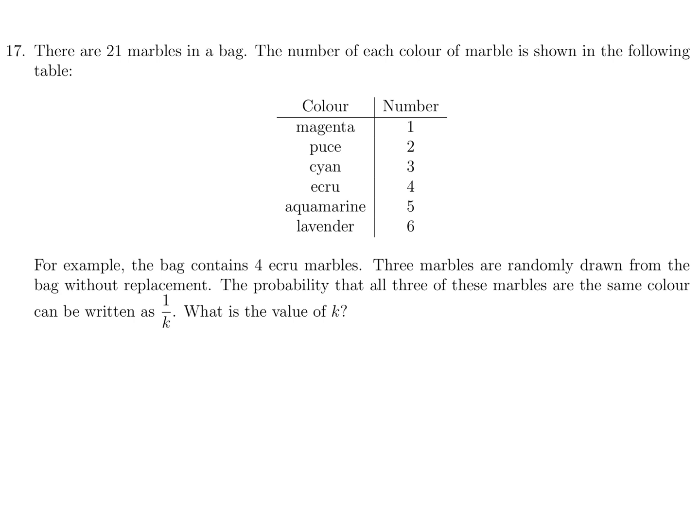There are 21 marbles in a bag. The number of each color of marble is shown in the following table. For example, the bag contains 4 ecru marbles. 3 marbles are randomly drawn from the bag without replacement. The probability that all 3 of these marbles are the same color can be written as 1 over k. What is the value of k?